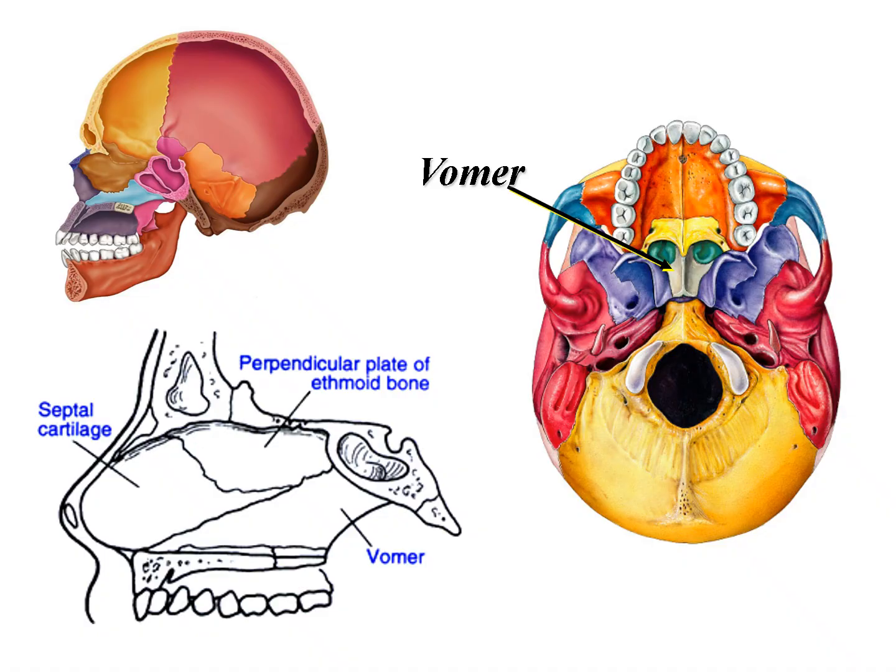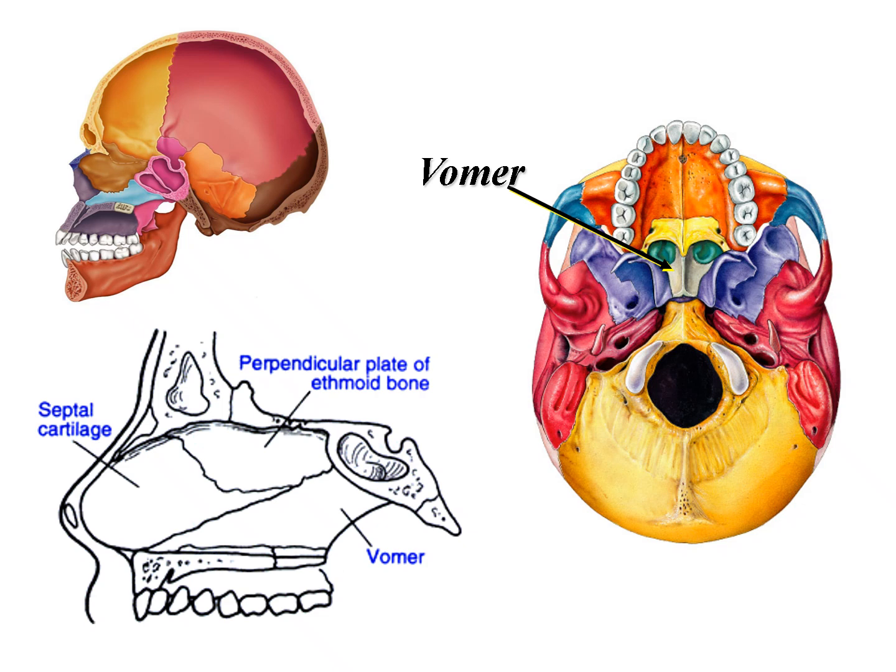Vomer comes from a word that means plowshare because it looks like the blade that was drawn behind horses or mules to make furrows for planting crops. The vomer forms the posterior and inferior part of the bony nasal septum, and it articulates with the septal cartilage. Together the vomer and the perpendicular plate of the ethmoid make the bony part of the nasal septum.